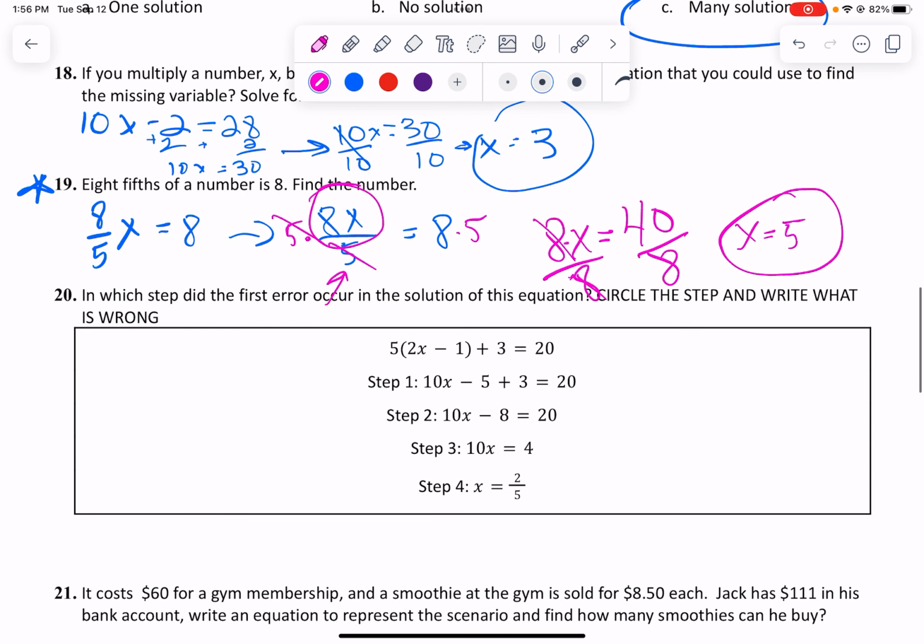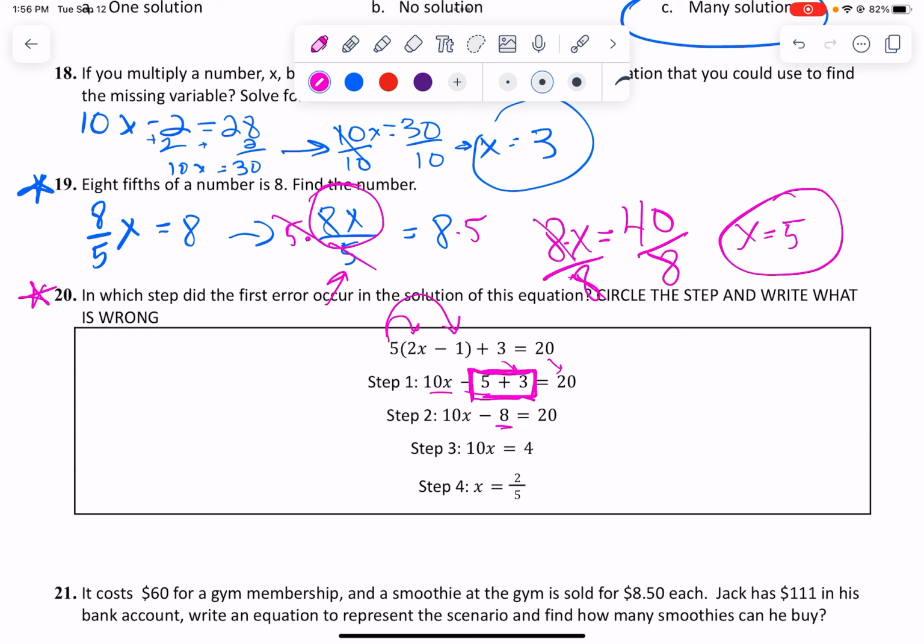And number 20 was also a little different. I had a typo here, but I wanted to point out the wrong step. So in this first step, they did this correct. They said 5 times 2x is 10x, and 5 times -1 is a -5, and then they just brought the rest down. But in this next step, they went ahead and added 5 plus 3 to make 8.